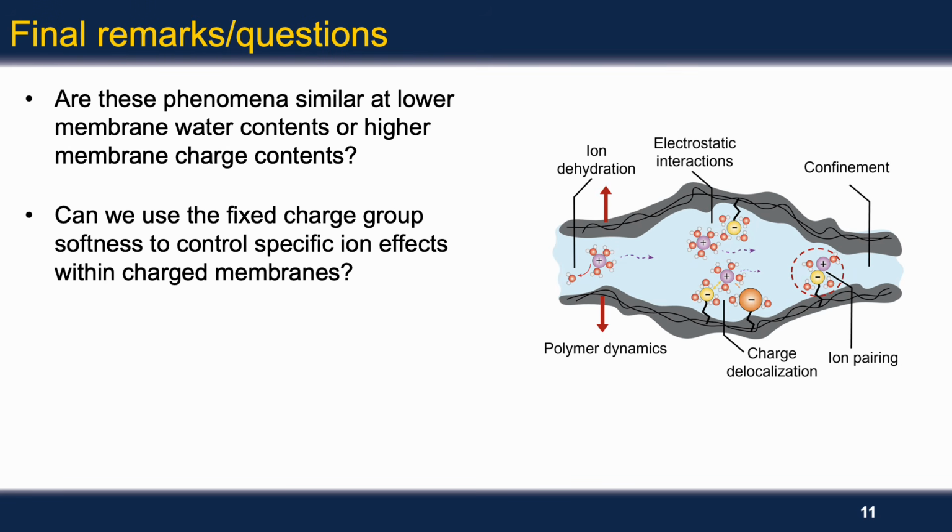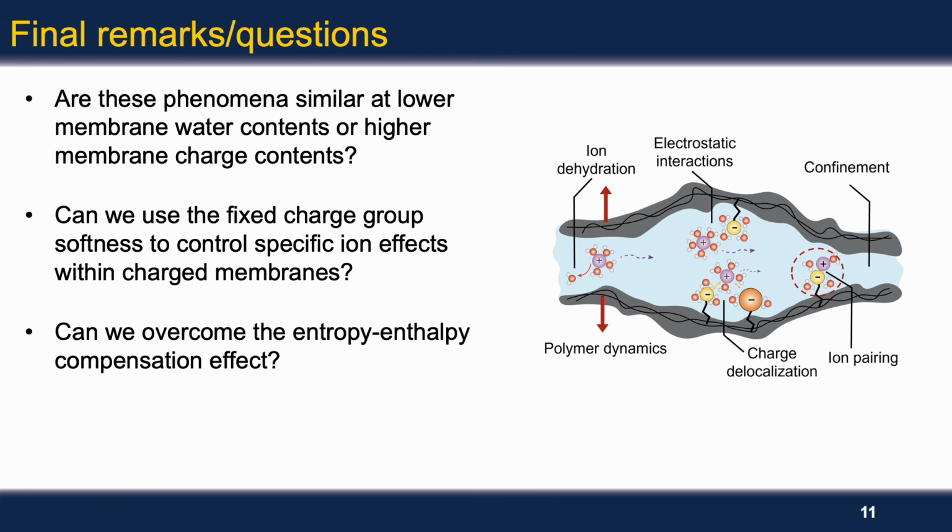We want to know if we can use the fixed charge group softness to control specific ion effects within these charged membranes. We used a sulfonate anion and a trimethylammonium cation in this particular study, but we can change the chemistry of the ions that are attached to the polymer backbone. So based on our finding that softness is very important for these interactions, can we control the softness of the polymer to control these types of interactions? There's also ongoing study in this direction.